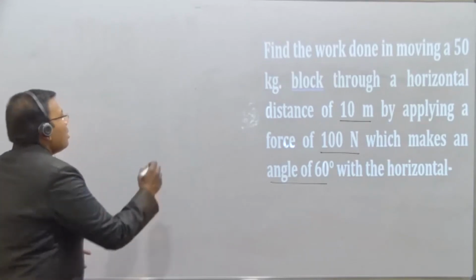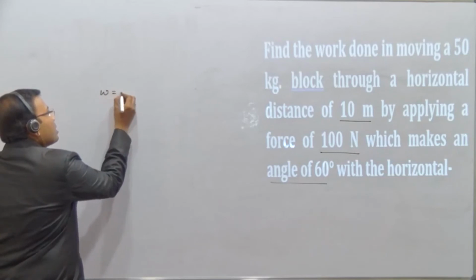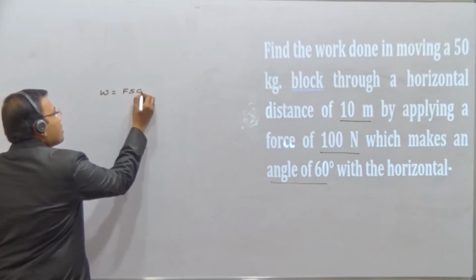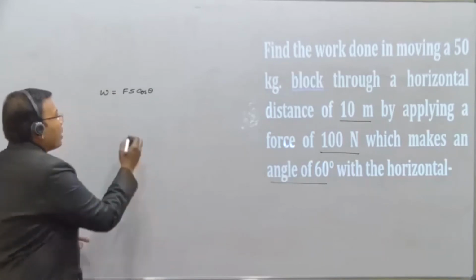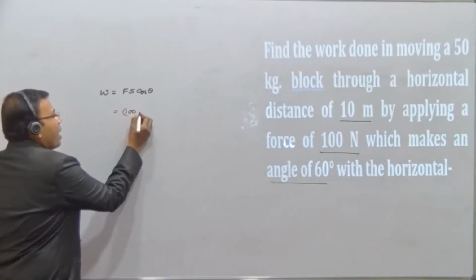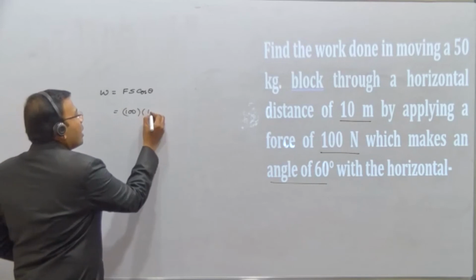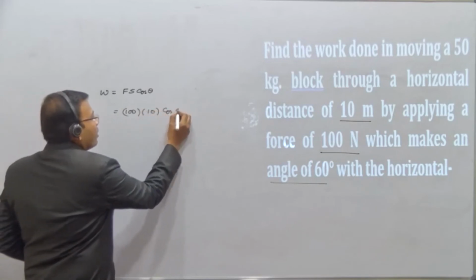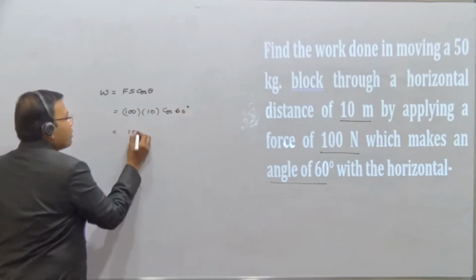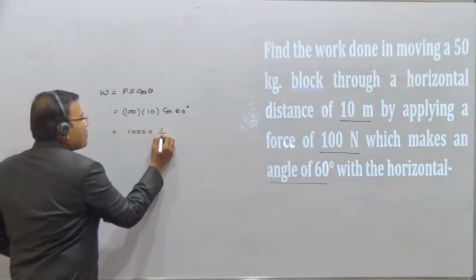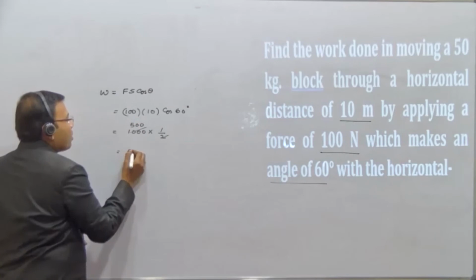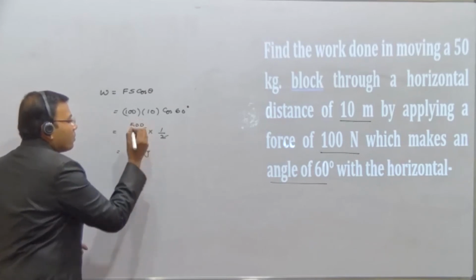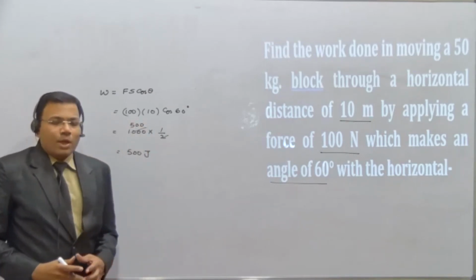So here, work done is equal to, again, I apply the concept Fs cos theta. What is the force here? Directly I'm writing 100, and displacement is 10 meters, cos 60. So this is 1000 into cos 60, which is 1 by 2, and if you cancel, it is exactly 500 joule. I hope you have understood it.